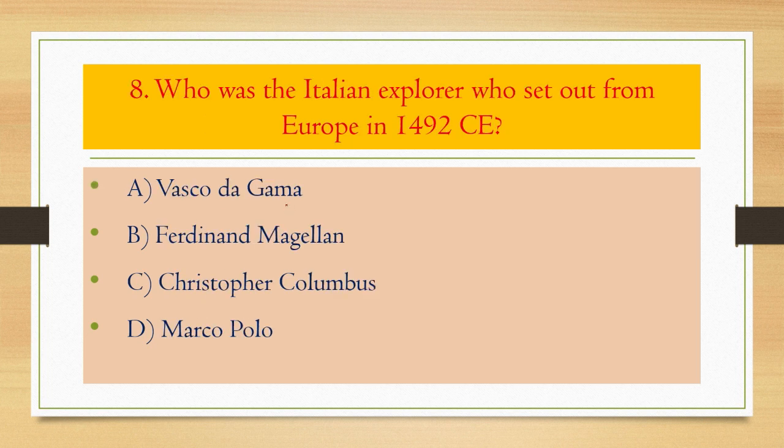Who was the Italian explorer who set out from Europe in 1492 Common Era? A. Vasco da Gama, B. Ferdinand Magellan, C. Christopher Columbus, D. Marco Polo. The answer is just what we discussed in the previous question. The answer is Christopher Columbus. But Vasco da Gama, in 1498, reached India.